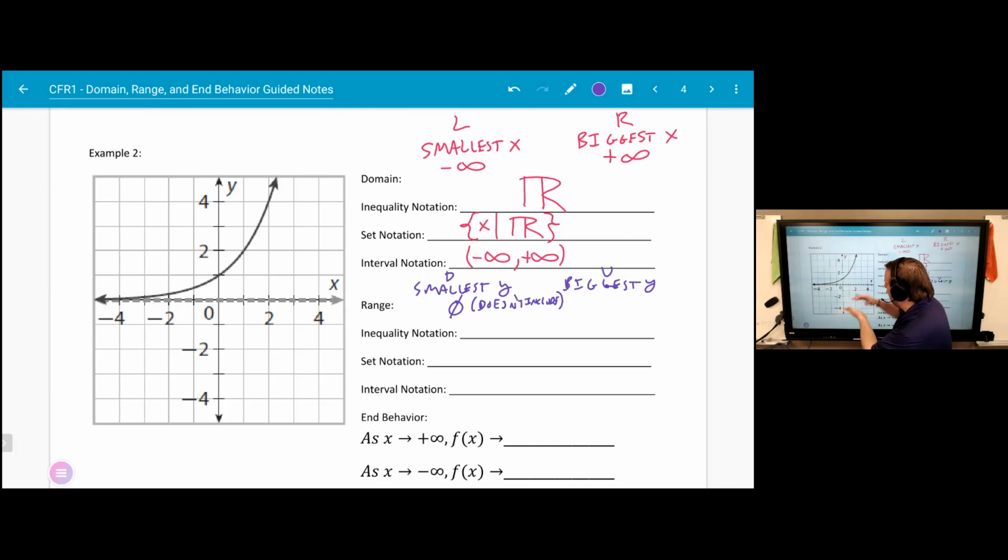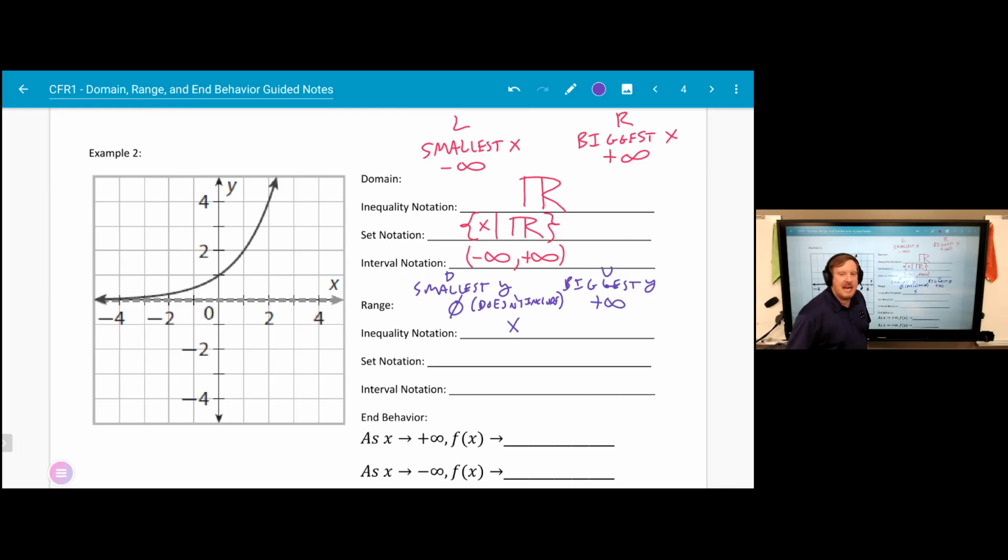And now I'm looking here, that y value is 0. Now I'm looking for my biggest y value. Well, I've got this y value that's pointing up. But if I'm looking here, the y value that's up is positive infinity. My biggest y value is positive infinity, right? So the smallest I have is 0. The biggest I have is positive infinity.